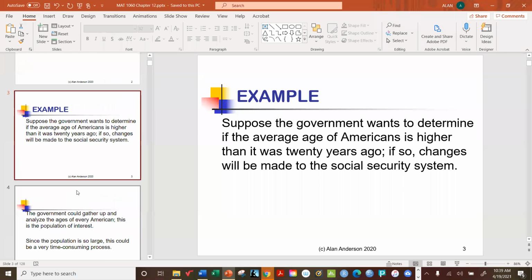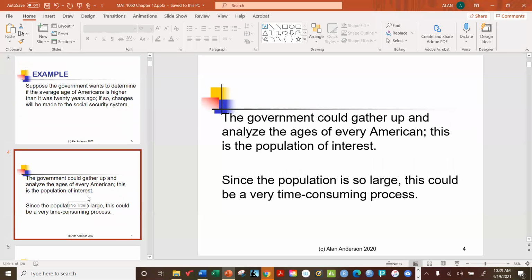So now the problem, though, is that even though they could, in principle, take a look at every single American, there's so many of them, over 330 million, that this could take an incredibly long time to do. So what can they do instead? Well, there's no real need to look at the entire population. They can get very accurate results by looking at a sample, as long as that sample is chosen well.